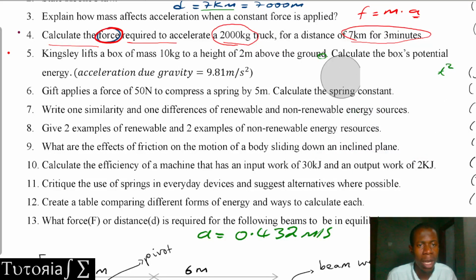Now you can use your acceleration. So you could have copied that. You should have copied that. So you have that acceleration. You can rewind the video to copy that. Then you have your acceleration. Now you can calculate your force.